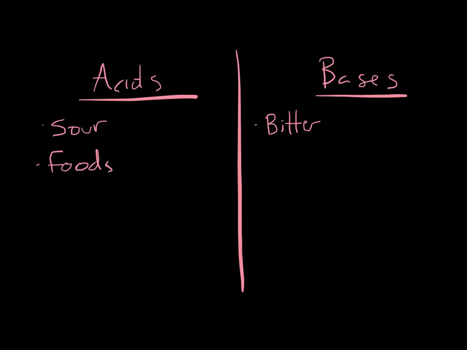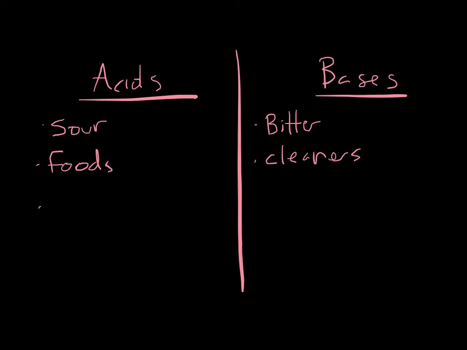Bases, on the other hand, are cleaning products. We don't typically eat cleaning products because they're poisonous, and that's because they're basic. So cleaners, bleach, ammonia, Windex, soap, shampoo, all of those types of things are bases. That's why they taste bitter, because they're so bad for us.